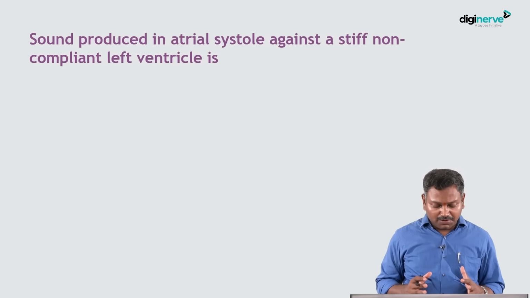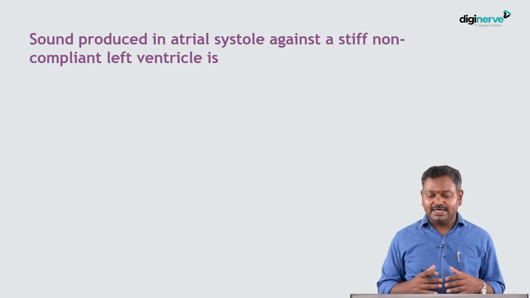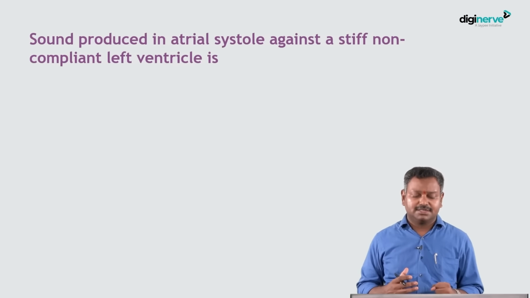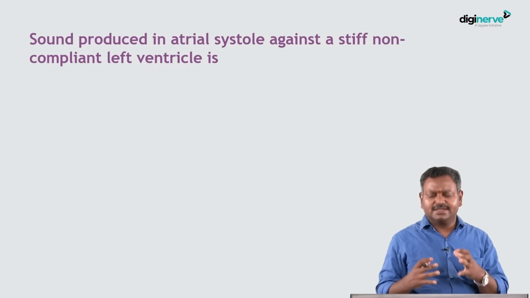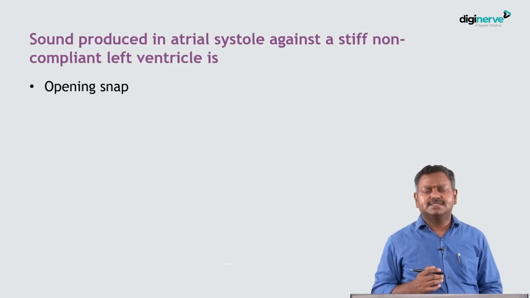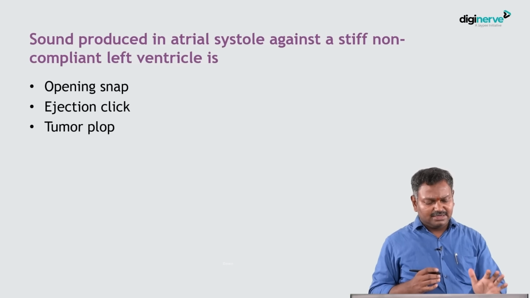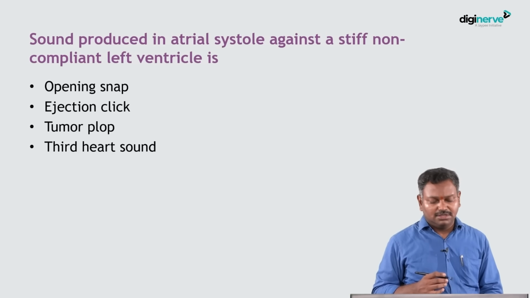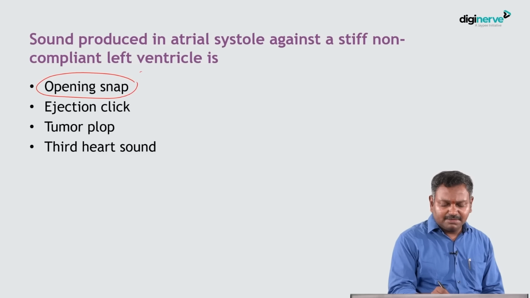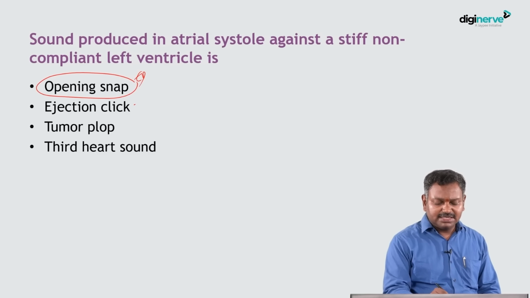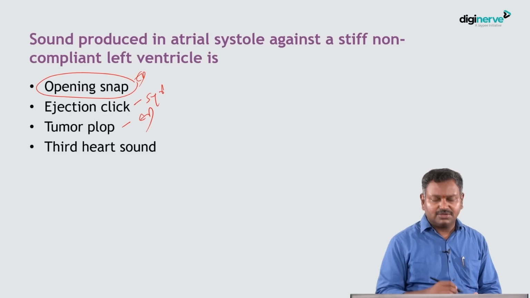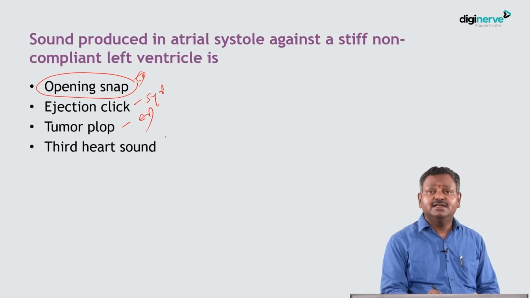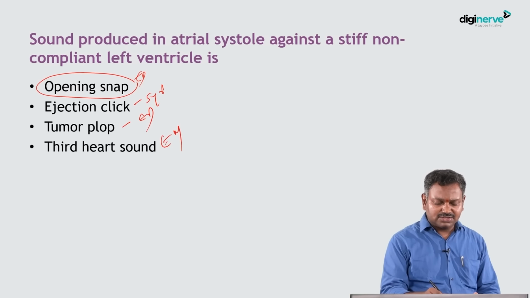The sound that is produced by the atrial systole against a stiff non-compliant left ventricle. So atrial systole, late diastolic event, stiff ventricle. So the sound that is produced: opening snap, ejection click, tumor plop, third heart sound. Now again remember, opening snap is an early diastolic, that is wrong. Ejection click is a systolic sound, that is wrong. Tumor plop, again it's an early diastolic. S3, again where is S3 heard? Early diastolic. Now here we are talking about a late diastolic event.